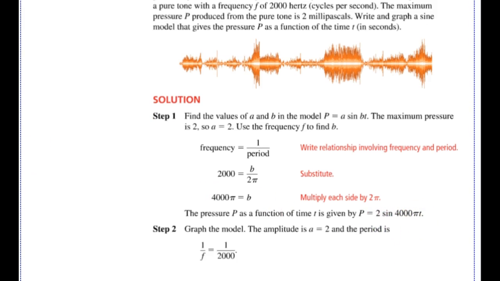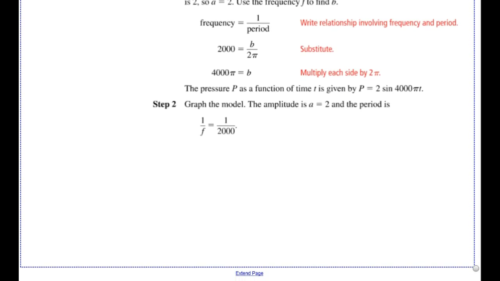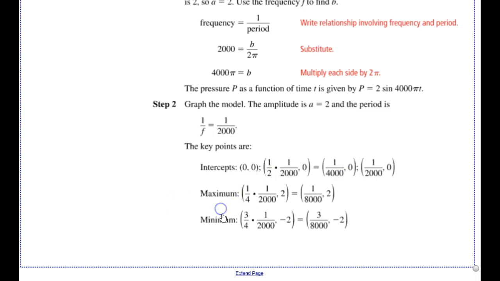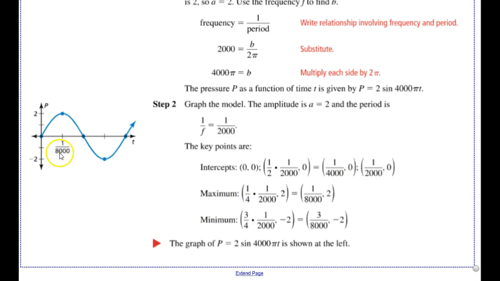So now I can graph this, right? My amplitude is always my a value, which here is 2. And then my period is 1 divided by the frequency. So 1 over 2,000. Then I have to find some key points, right? Where exactly am I graphing? And then I can find my maximums and minimums and then graph my equation.